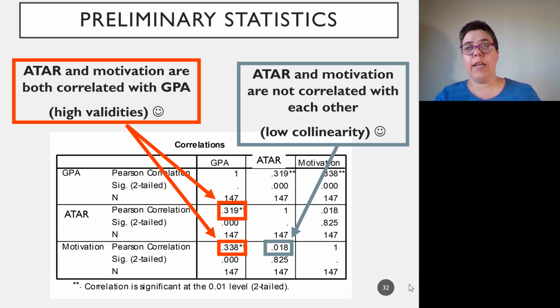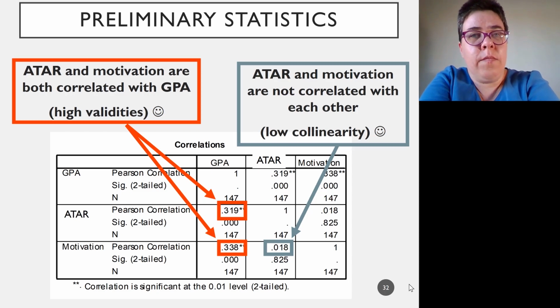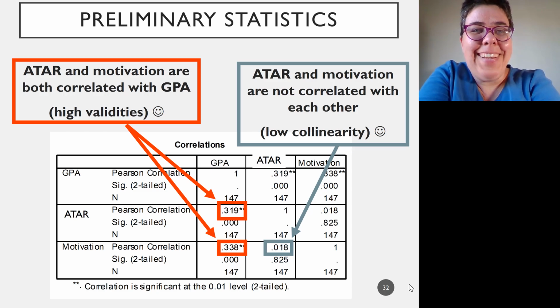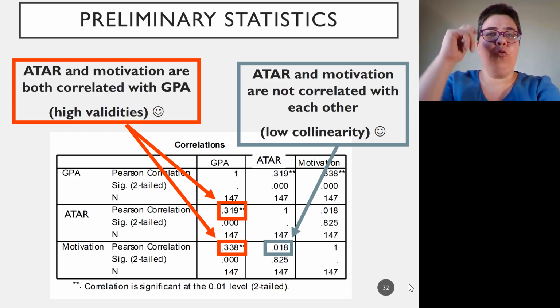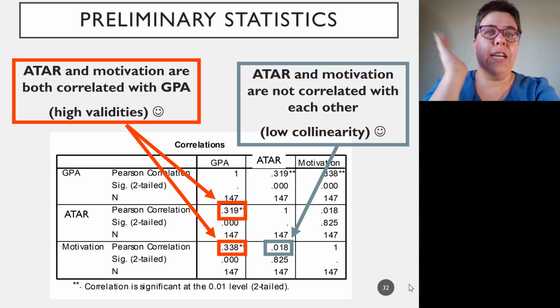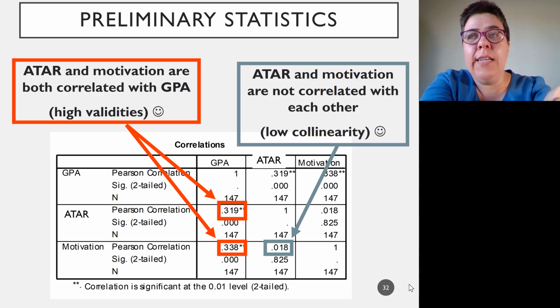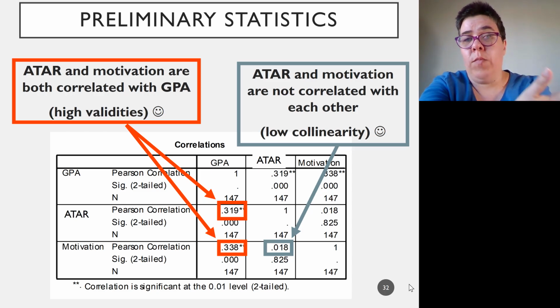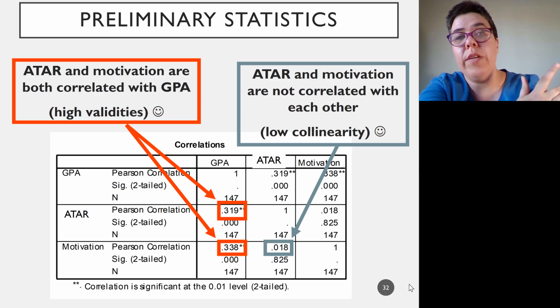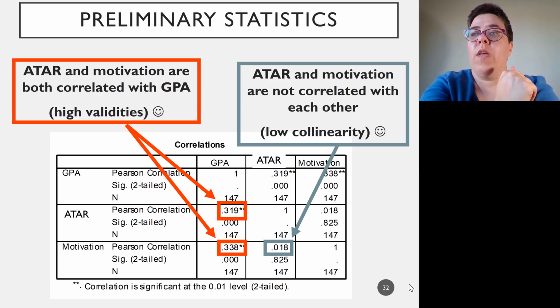Now, what is a validity again? I'm hoping that it's coming to you as you scrabble back in your mind to last week's lecture. A validity is the correlation of the IVs with the DV. So in this case, our two IVs are both correlated with the DV, GPA. And so we have high-ish validities. Now, some people might be saying 0.3, that's not that high. It is actually pretty high for a real DV in psychology.